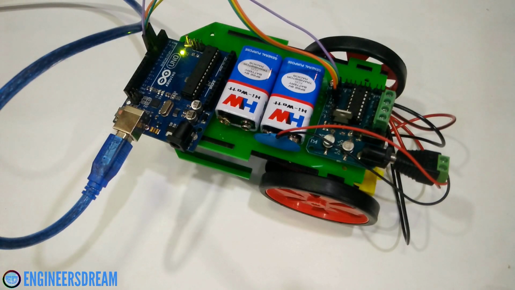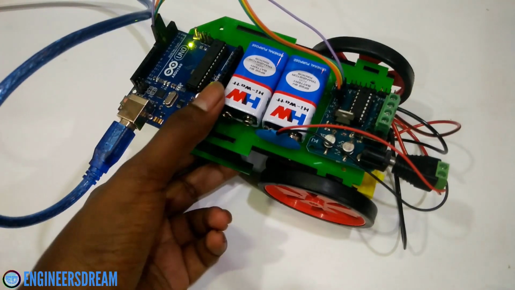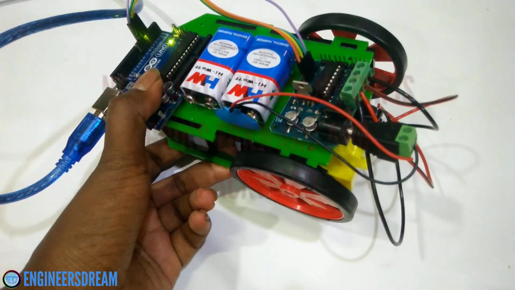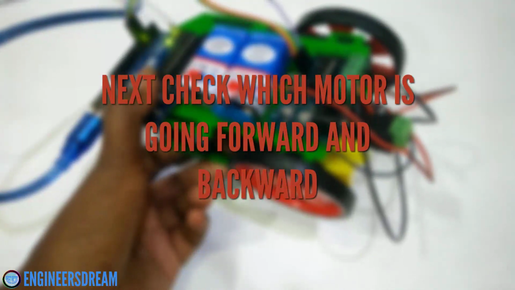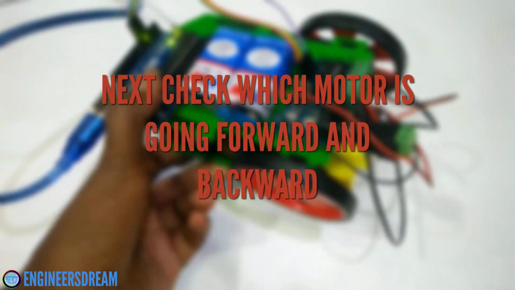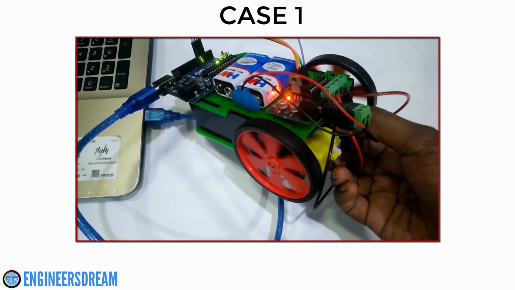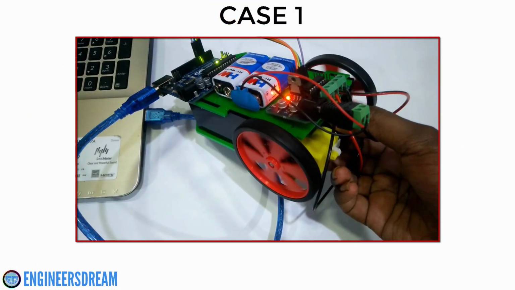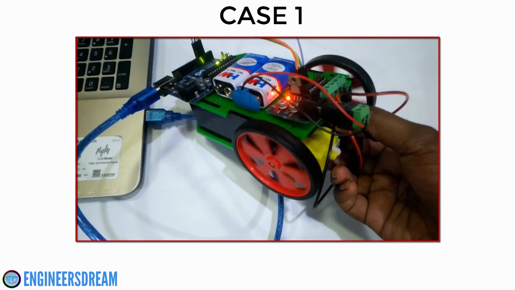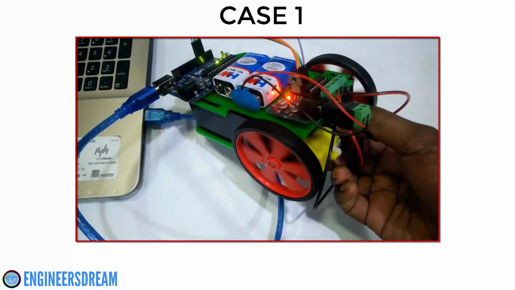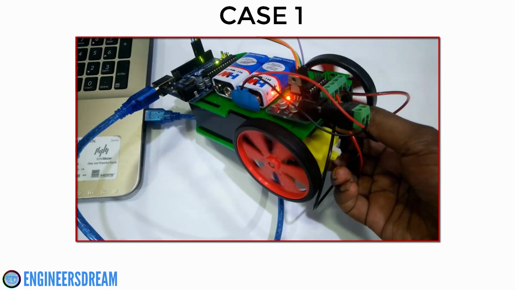So guys, before you upload the program in the Arduino, please lift the robot in such a way that the wheels are not touching the ground. And after uploading the program, just check which motor is going forward and which motor is going backward. Now, as per case 1, if both the motors are going forward, then you do not have to make any changes because you have connected the positive wire of the DC motor to the positive socket of the motor driver and the negative wire to the negative socket of the motor driver.